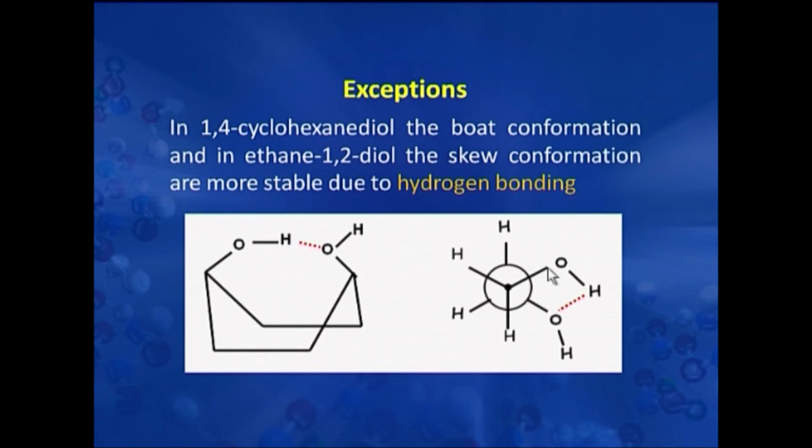Similarly, in ethane 1,2 diol, if I compare it with the conformation of butane, where we said that anti conformation is most stable in comparison to gauche, here the gauche conformation becomes most stable, again because of the hydrogen bonding between these two hydroxyl groups.